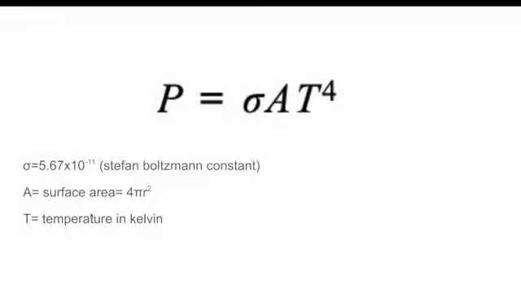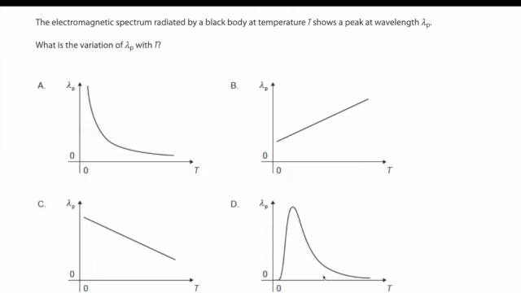Now I think we can do a practice question, so I'll pull that up really quick. Have a go at this question. It says the electromagnetic spectrum radiated by a black body at temperature T shows peak wavelength lambda p. What is the variation of lambda p with T? So we're looking at how the maximum wavelength varies with temperature.